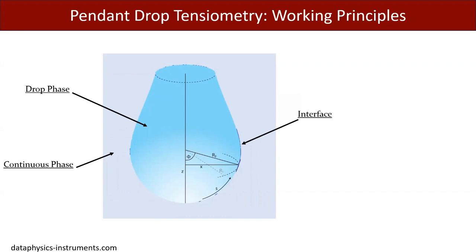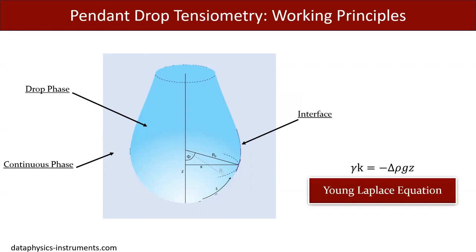We can find the interfacial tension of a liquid-liquid or liquid-air interface using the geometric parameters obtained from the droplet profile. We'll then plug those parameters into the Young-Laplace equation, which relates the interfacial tension to the curvature and change in density across the droplet interface.